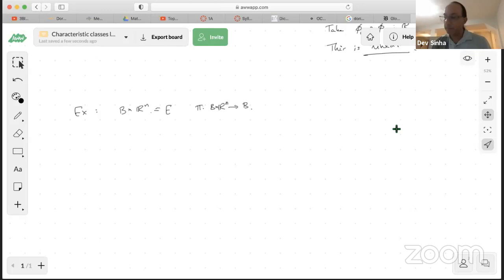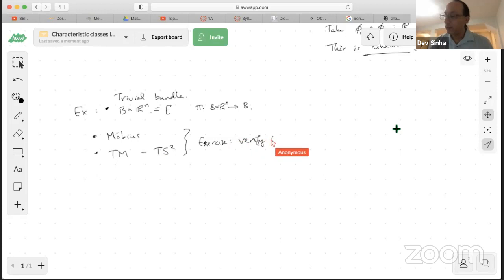So we've got the trivial bundle, as I said. This is called the trivial bundle. But then, as we said, the Mobius bundle and the tangent bundle of M, in particular the tangent bundle of S2. An exercise for my students is to verify these, especially the Mobius bundle and the tangent bundle of S2. Bonus points if you can do the tangent bundle of M at this point.